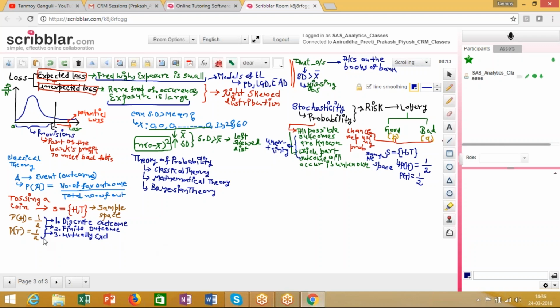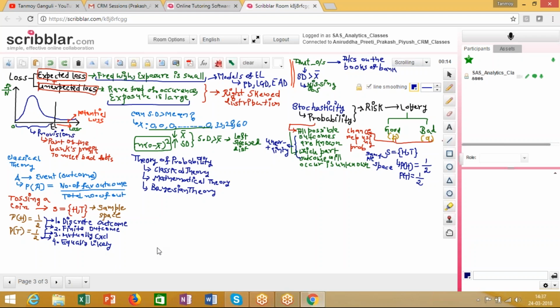The next part is that the outcomes are equally likely. All the possible outcomes are equally likely.